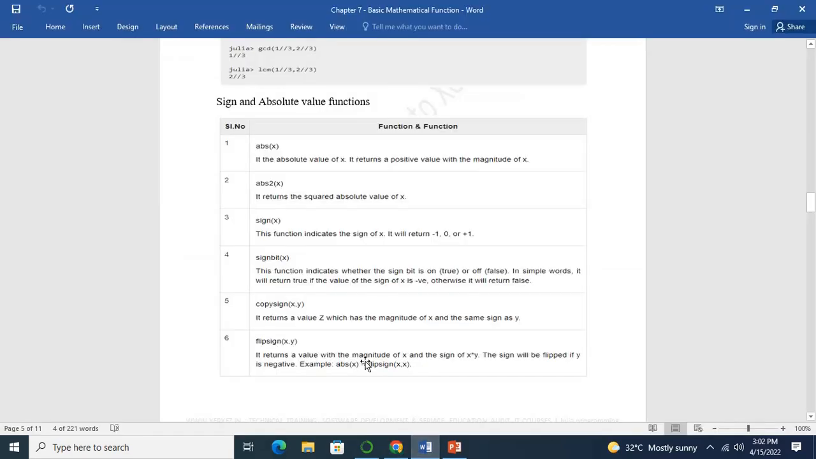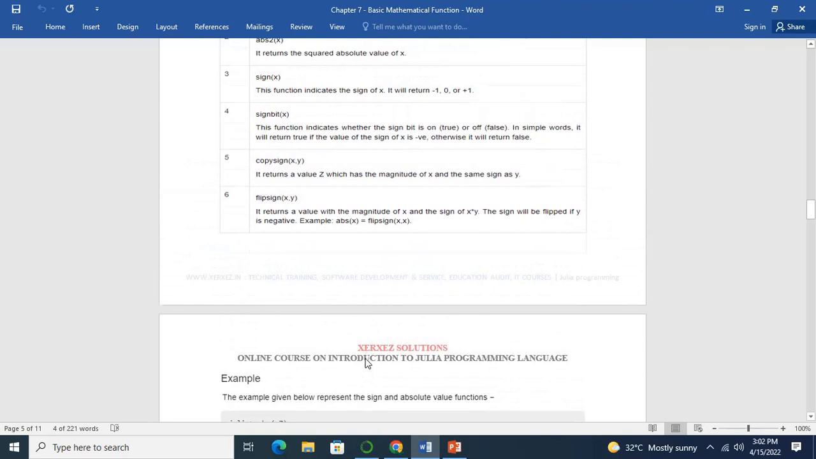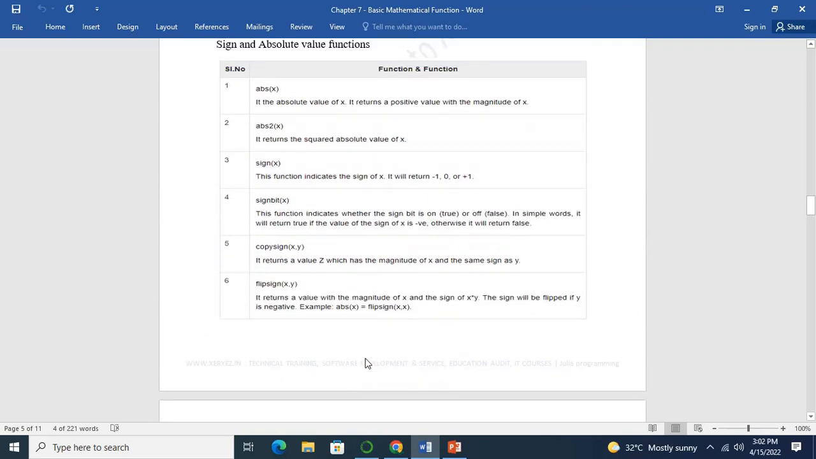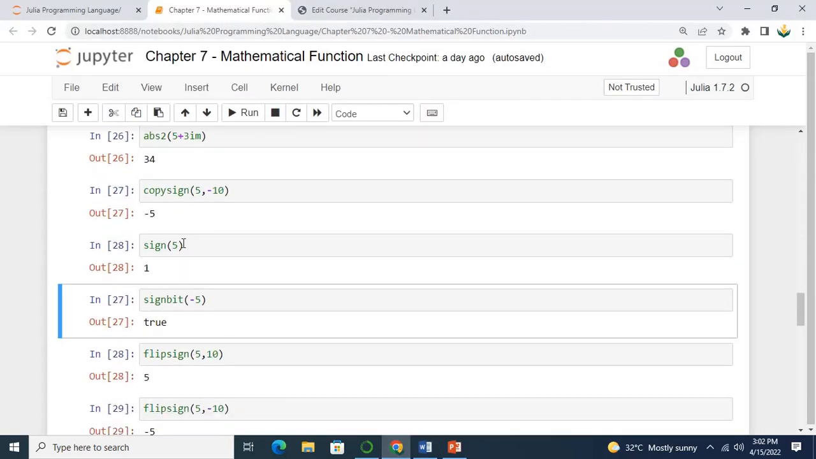Next, there is another method called sign. This function indicates the sign of x. It will return minus 1, 0, or plus 1. You can see that sign of 5 is going to give me the value 1 here.